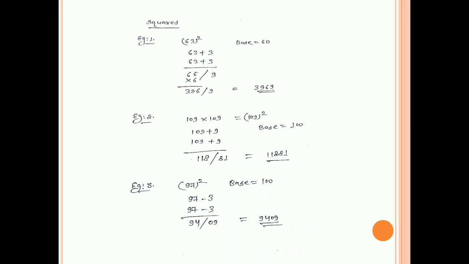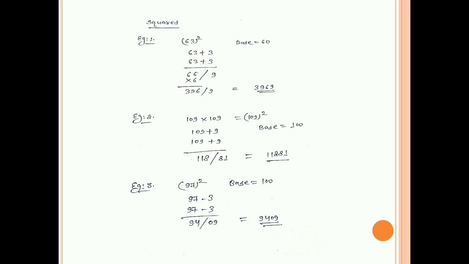Similarly, for 109 square, we will choose base as 100. So 109 plus 9, 109 plus 9, 9 into 9 will be 81, and 109 plus 9 will be 118. Since we are choosing base as 100, there is no need to multiply, or if you multiply by 1, we get the same number. And after the slash there should be 2 digits, since the base is 100. So our answer will be 11,881.